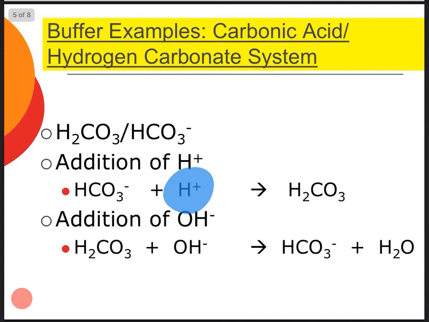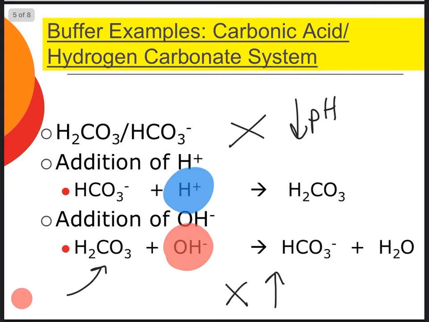But the hydrogen carbonate ion is going to eat up any H plus introduced, which will prevent the pH from lowering. And here, the OH minus, this carbonic acid will come in and eat it up and will prevent pH from rising.